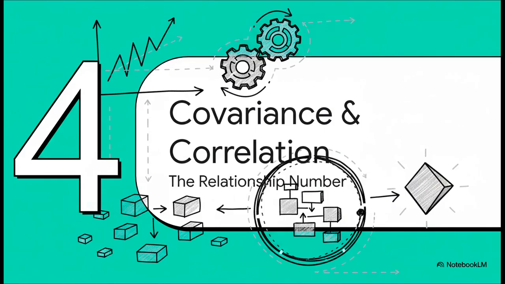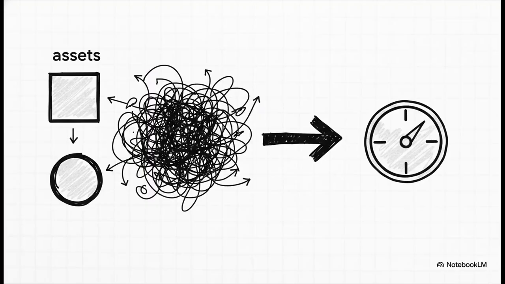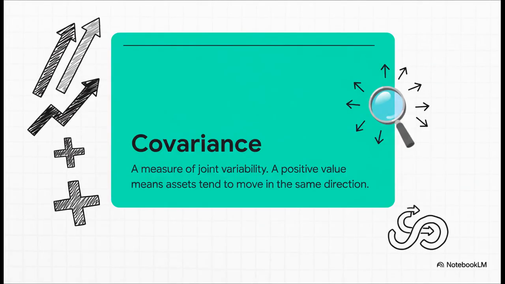Okay, but let's be realistic. Working with these big probability tables all the time is, well, it's a pain, especially if you have more than two stocks. So finance pros came up with a way to boil this whole complex relationship down into one single elegant number. We need a shortcut, right? We need one single metric that tells us, at a glance, both the direction and the strength of the connection between two assets. So, the first step on that journey is something called covariance.